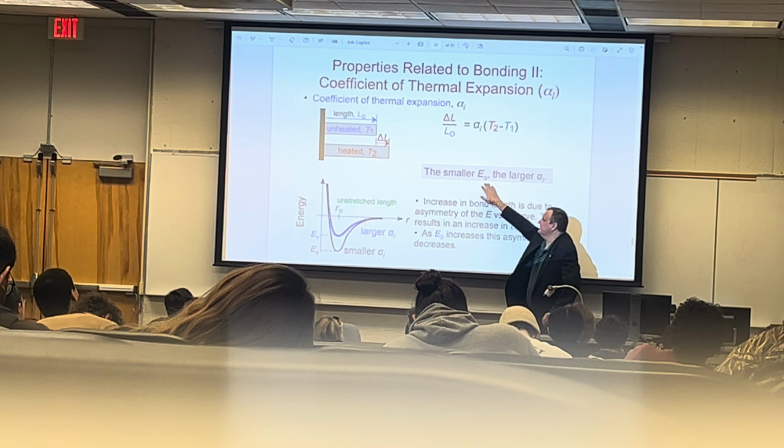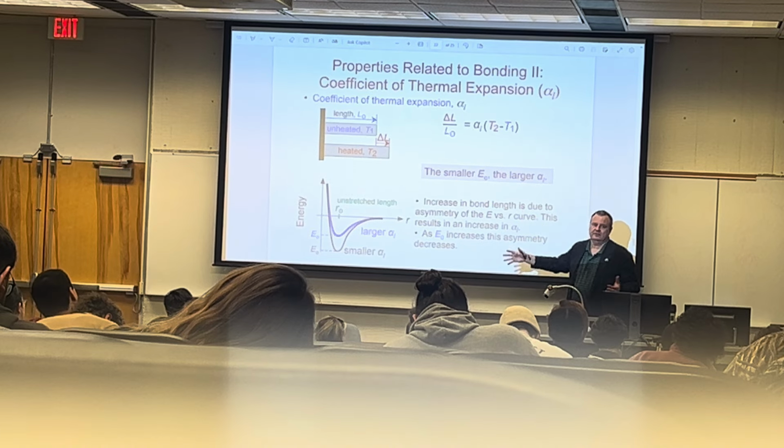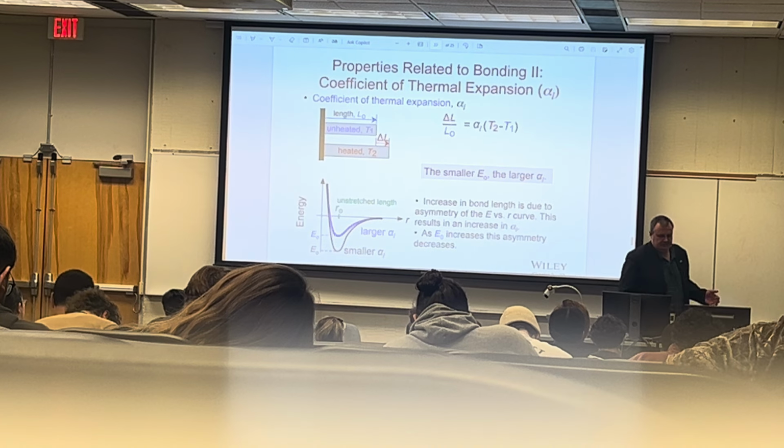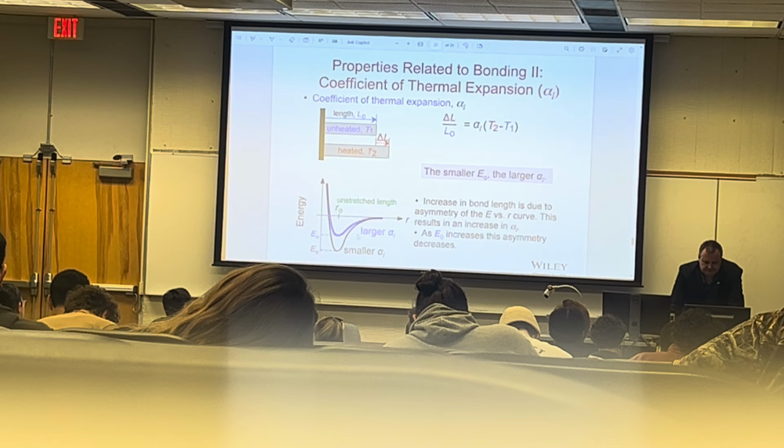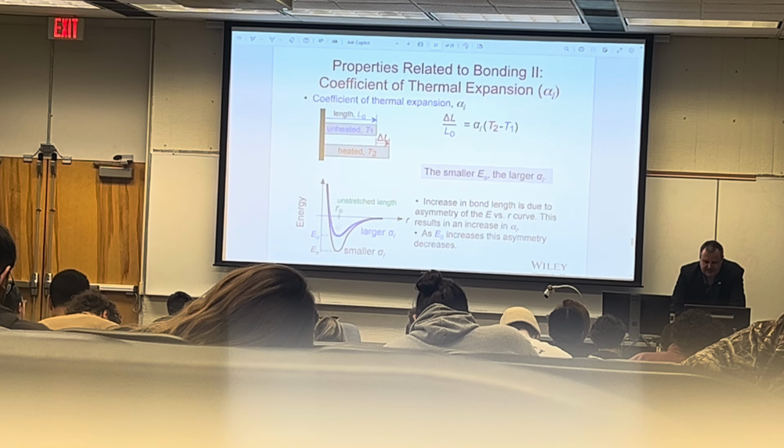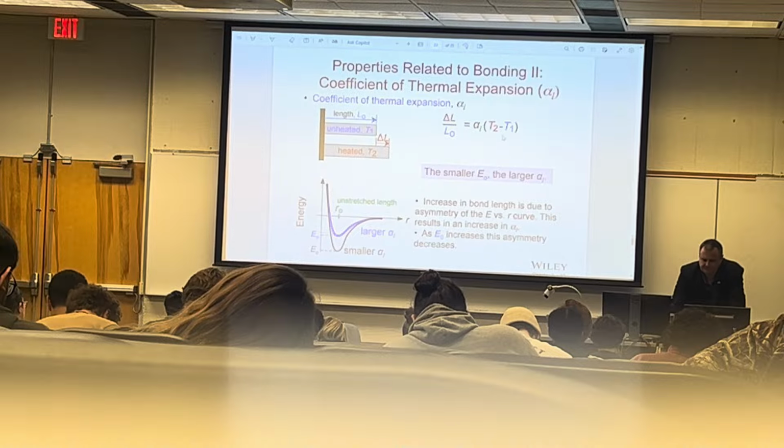So the smaller this E0, the larger the thermal expansion coefficient. You can see that the depth of the potential well is also determining the thermal expansion properties.